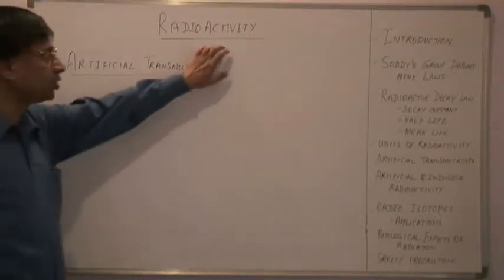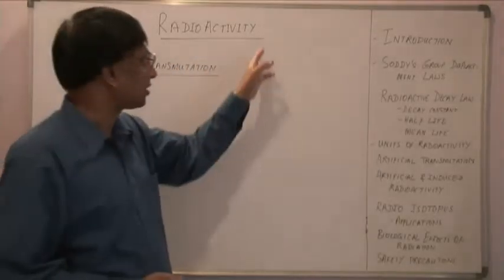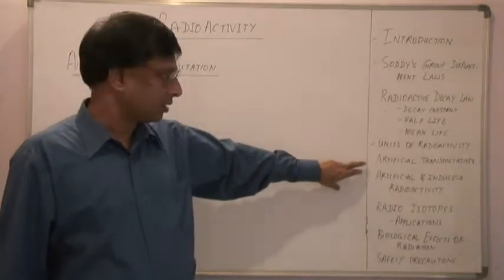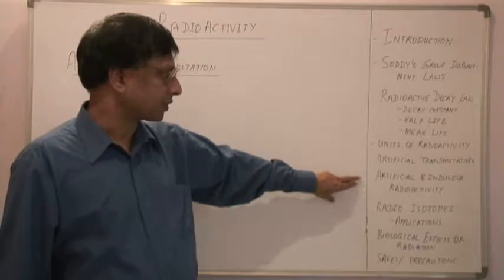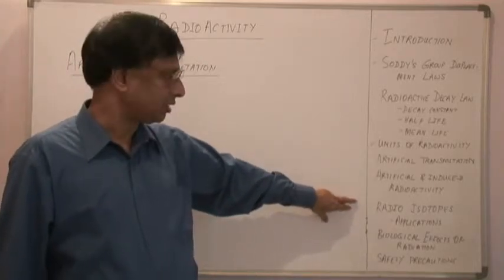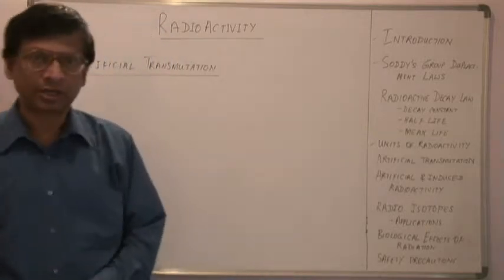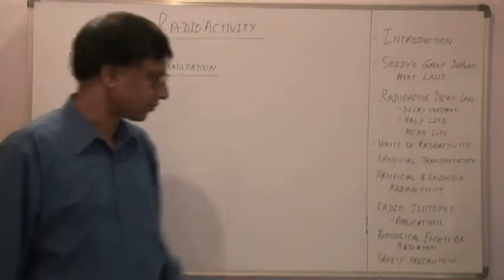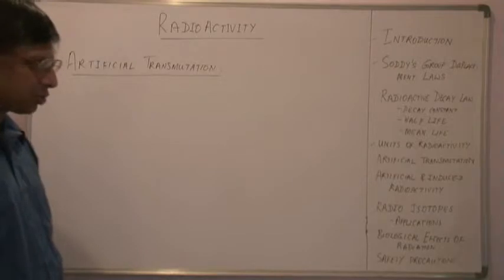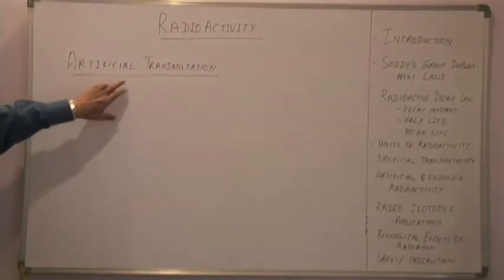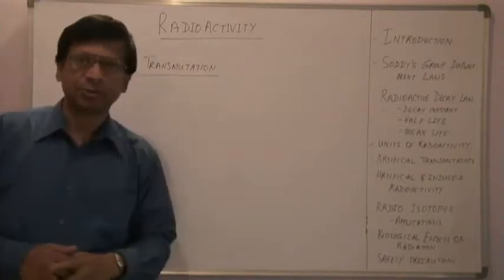In this session, we will continue our discussion on the topic of radioactivity. We will be looking at artificial transmutation, artificial and induced radioactivity, radioisotopes and their applications, biological effects of radiation, and some safety precautions that we need to take when exposed to radiation. To start with, we're going to talk about artificial transmutation.